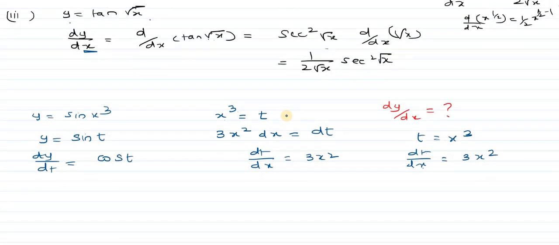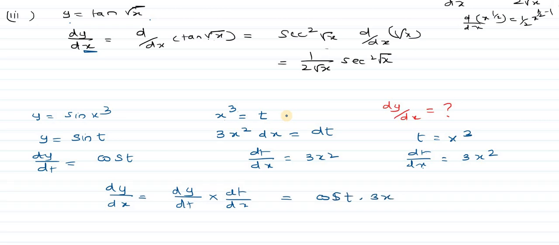Okay. So now what we need? Dy by dx I need. You can write it as dy by dt into dt by dx. So dt cancels. I will get dy by dx. But what is dy by dt? Cos t. Correct. And what is dt by dx? It is 3x square. Correct. So cos t value you substitute. Cos t is cos x cube. Now you got the same answer, yes or no? So this is the second method.